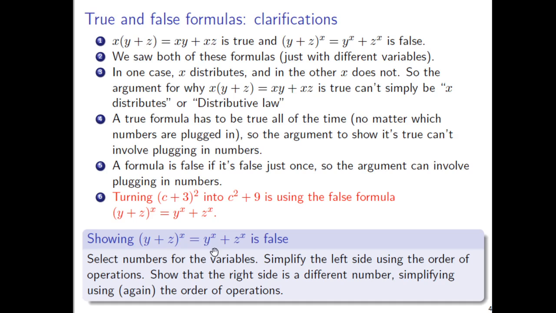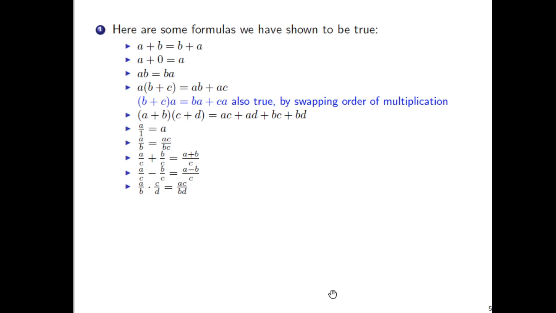To show that this formula is false, you select numbers for the variables and then simplify the left side using the order of operations, and also simplify the right side according to the order of operations, and you'll see that the left and right side will give you different numbers.